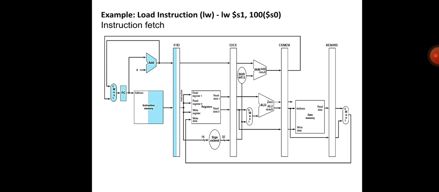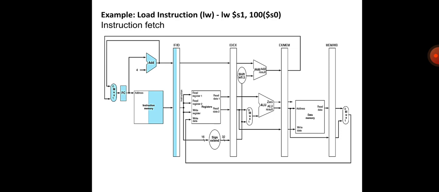So 100 plus S0 will give some result. So that is the address. The data at that address is accessed and stored in the register S1. So here in this load instruction, 100 and the S0 register, the data in that S0 register will be added, and it gives some result. So that result is the address. The data at that address is accessed and loaded into the register S1. So that is the load instruction.